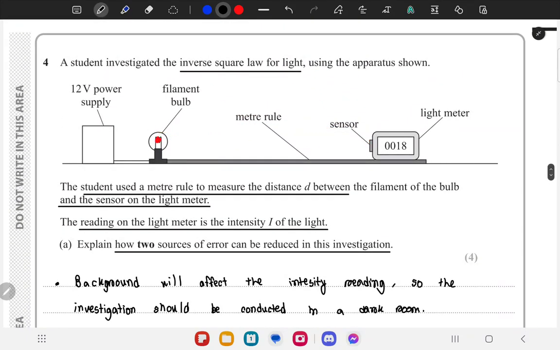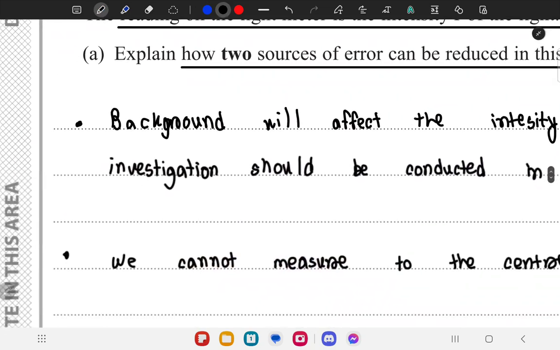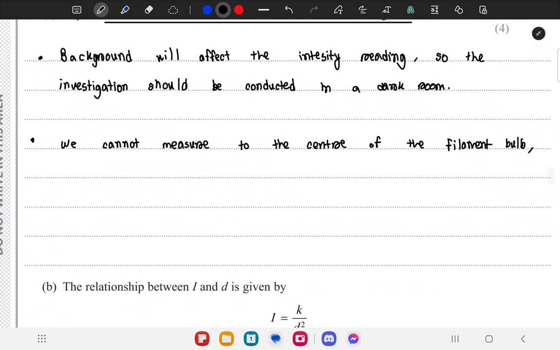To reduce this, we can measure this distance independently at first. So we'll measure this distance at first, and then we'll add the radius of the filament bulb. We can do it experimentally, or we might be given the value by the manufacturer. If we don't have it from the manufacturer, we'll just measure the diameter of this and halve that to get the radius. So we can measure the diameter of the bulb separately and calculate the radius.